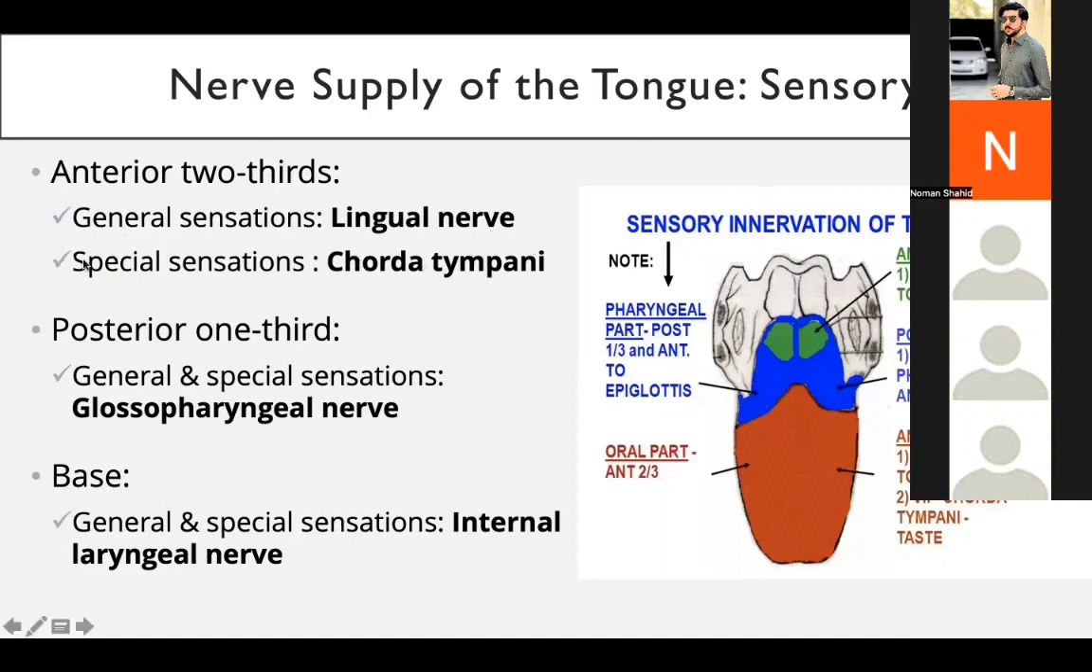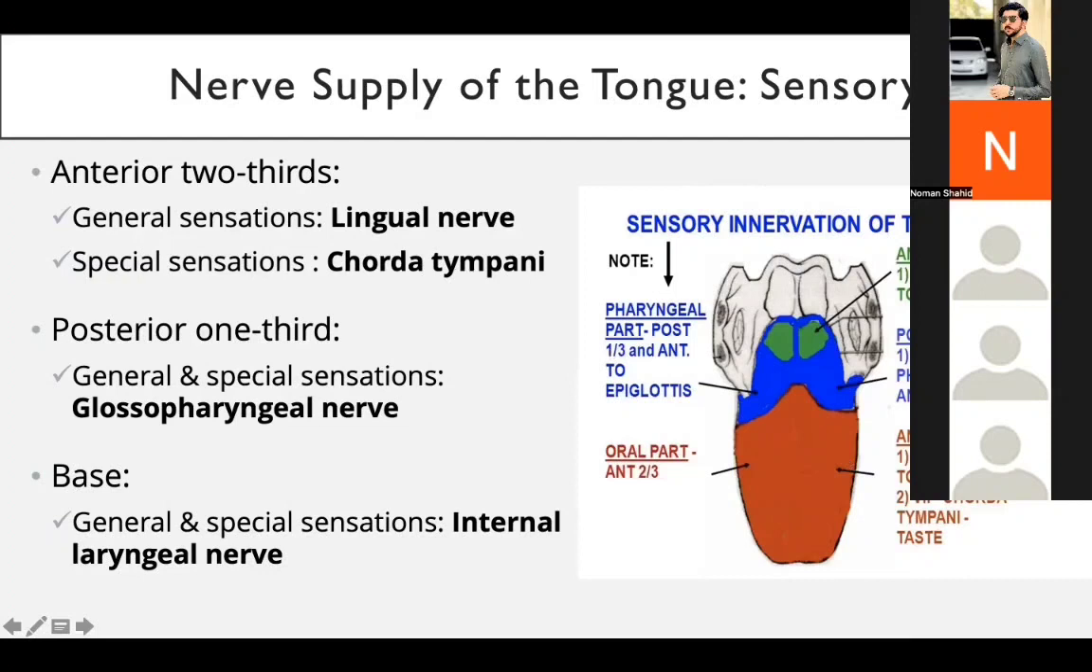And what is special sensation? As Irfan also told us, it's the taste. Taste is one of the special sensations, also known as gustatory sensation. General sensation, of course, is the tongue, so it should be supplied by the lingual nerve. No surprise in that. And then we have to remember only this: the special sensation of the anterior two-thirds of the tongue is supplied by the chorda tympani.